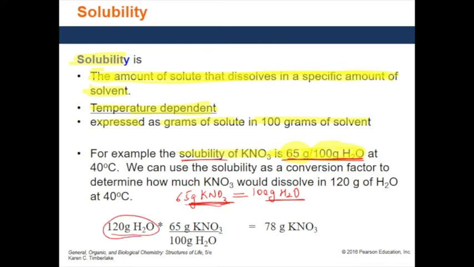We start with what's given, which is 120 grams of water, and we want to cancel the grams of water, so we divide by grams and convert it into grams of potassium nitrate. Now we use our conversion factor. Potassium nitrate is 65, water is 100. So here we can figure out the maximum amount of potassium nitrate you can dissolve in 120 grams of water. So this would give you an answer of 78 grams of KNO3. So basically this conversion factor of solubility will tell you the maximum amount of solute you can fit into a certain amount of solvent.